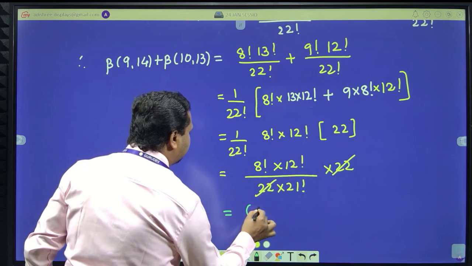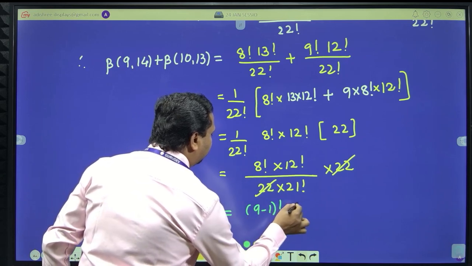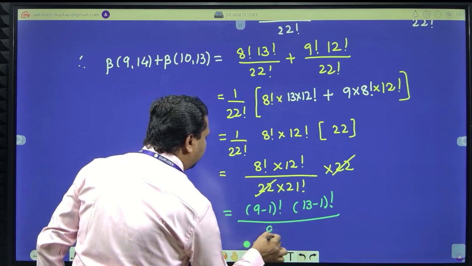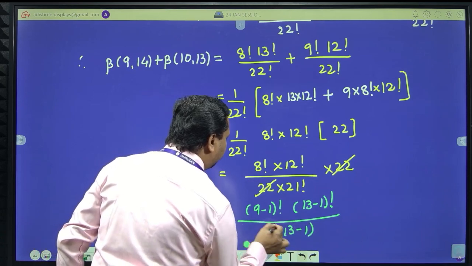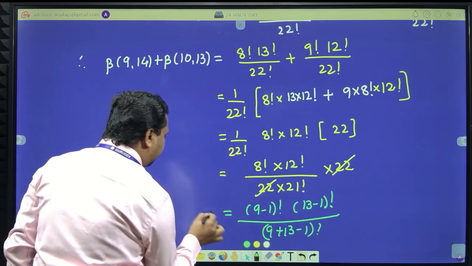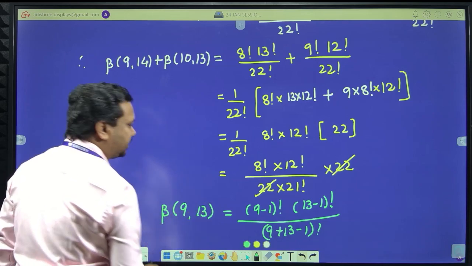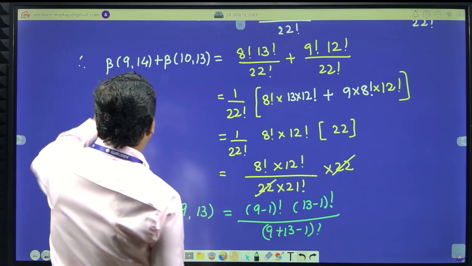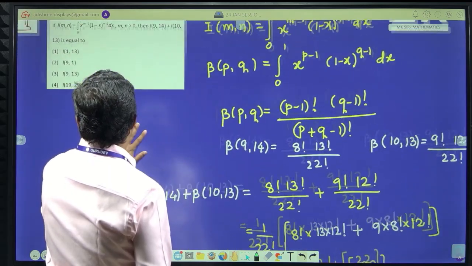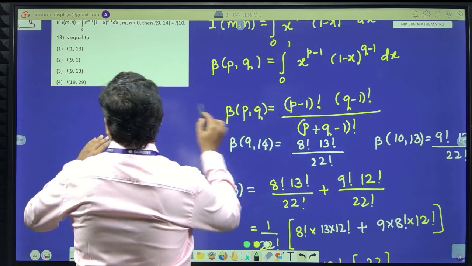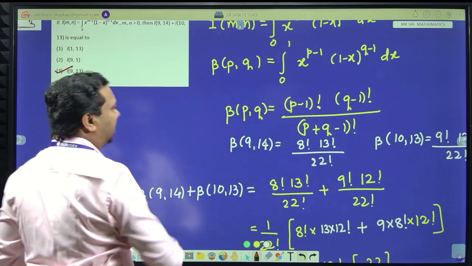Can I write this as 9 minus 1 factorial, 13 minus 1 factorial, divided by 9 plus 13 minus 1 factorial? So what does it represent? It represents the beta function of 9 comma 13. That's it, right? Therefore, what should be your answer in this case? 9 comma 13 is the right answer.